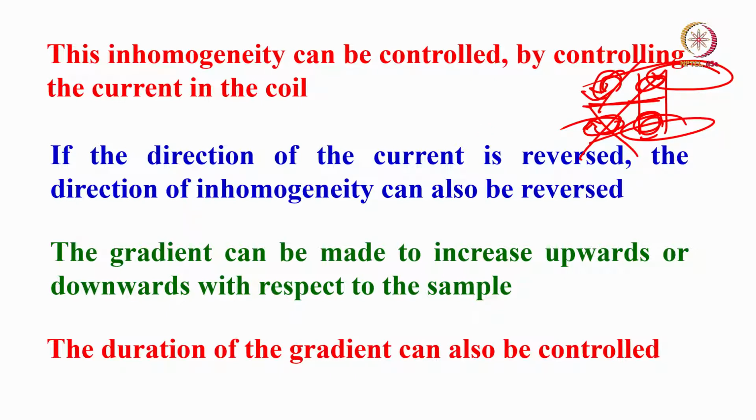Next question is, you may apply a gradient pulse in the gradient coil. Again, it is controlled by application of a pulse. What is the duration of this gradient?